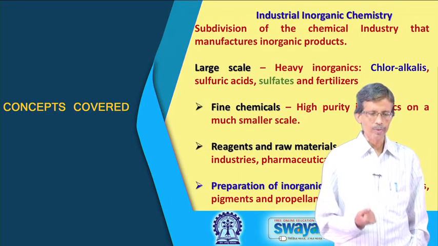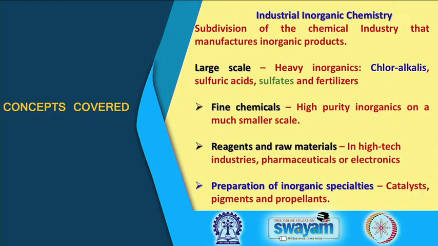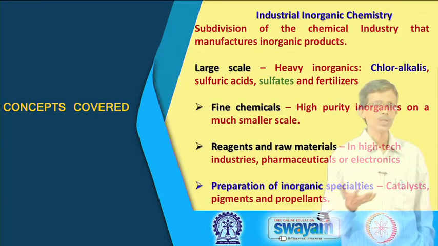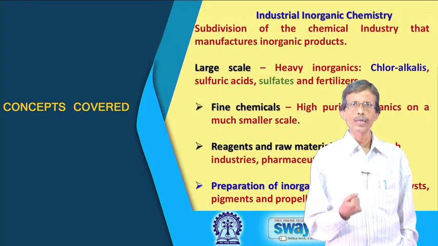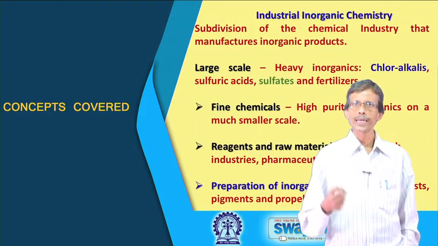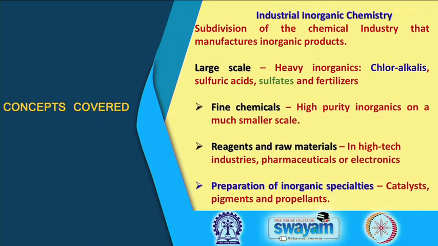It is basically a subdivision of the chemical industry which manufactures inorganic products, and the inorganic chemicals produced on a large scale in industrial inorganic chemistry are chloralkalis, sulfuric acid, sulfates and fertilizers, as I just told. If we take the simple example of sulfates, we produce them from natural sources of sulfur, which is available to us in elemental form. This sulfur can be converted to sulfur dioxide by oxidation, then to trioxide and ultimately to sulfuric acid. This sulfuric acid gives us important materials like sulfates, which can be inorganic metal ion salts like nickel sulfate, iron sulfate or cobalt sulfate.